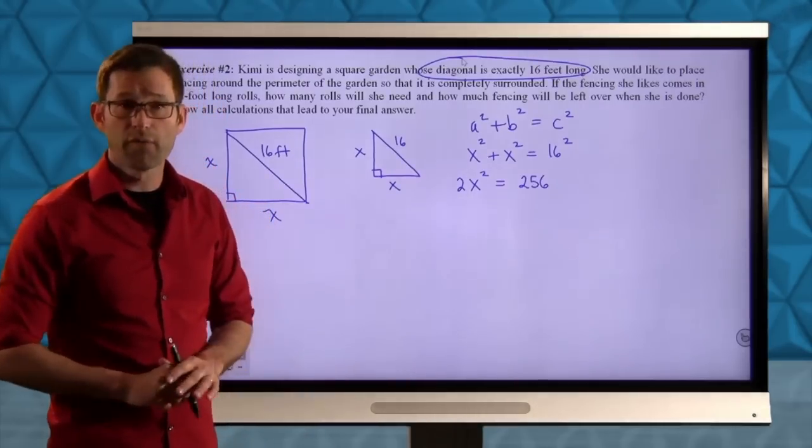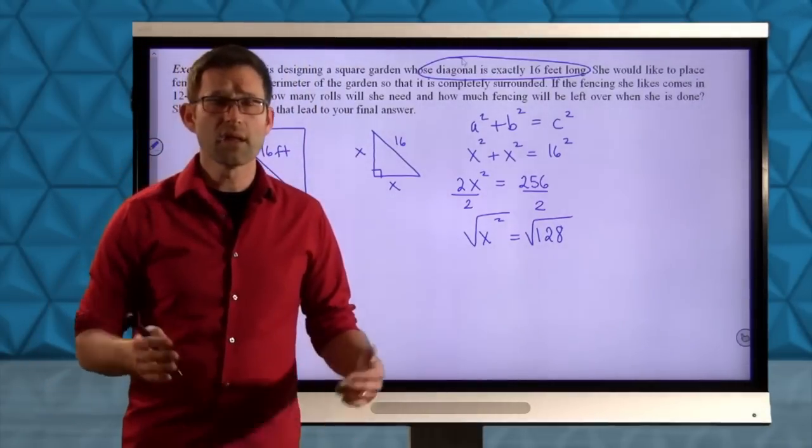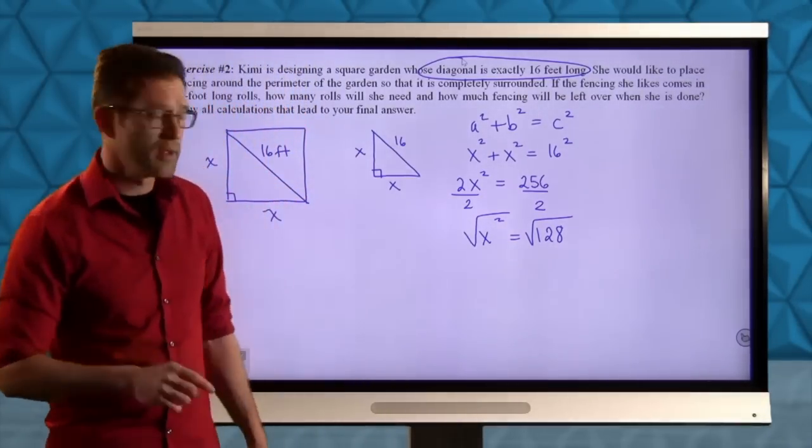And now we need to solve for x. So we're going to divide both sides by 2. All right, and that's going to give us 128. x squared is 128. And now we need to solve for x, so we're going to take the square root of both sides. Now 128 is not a perfect square. It's kind of an ugly number, so we're going to have to go over to our calculator right now.